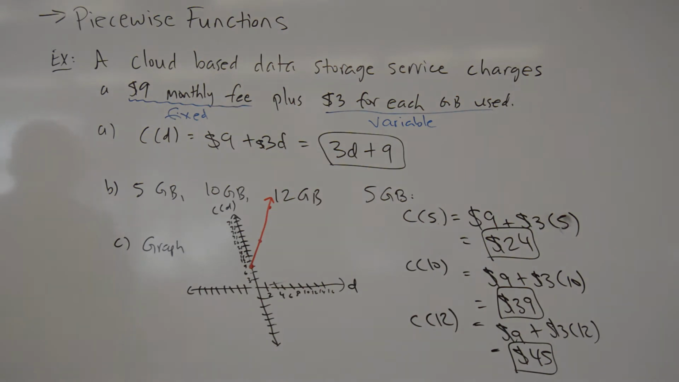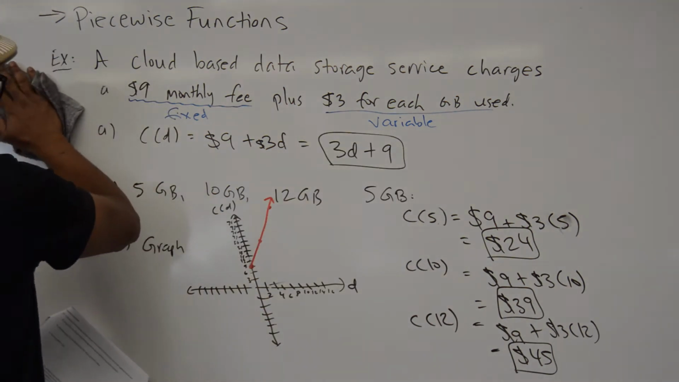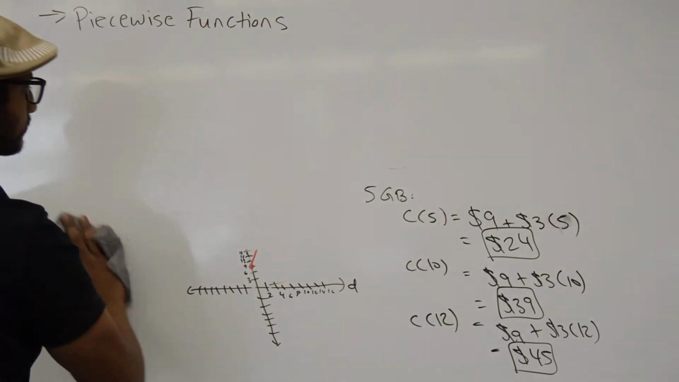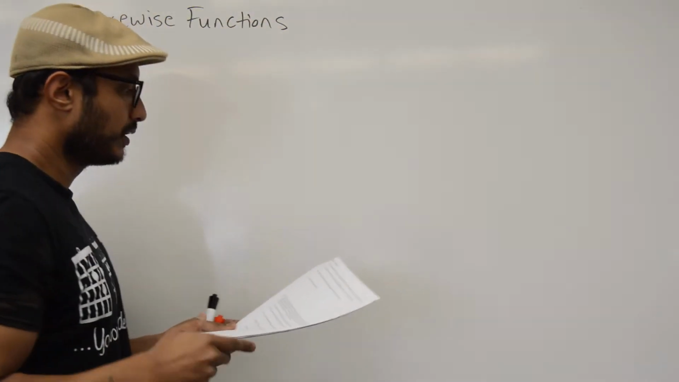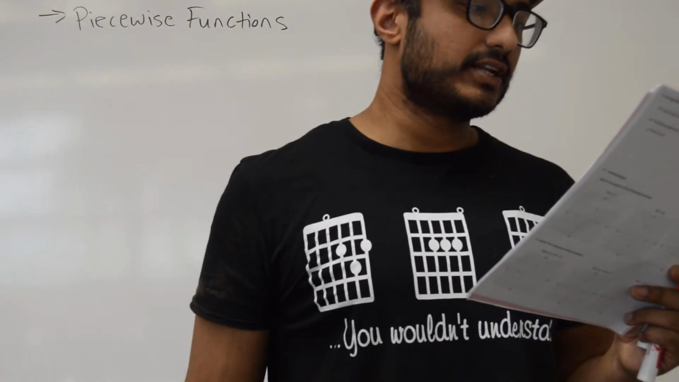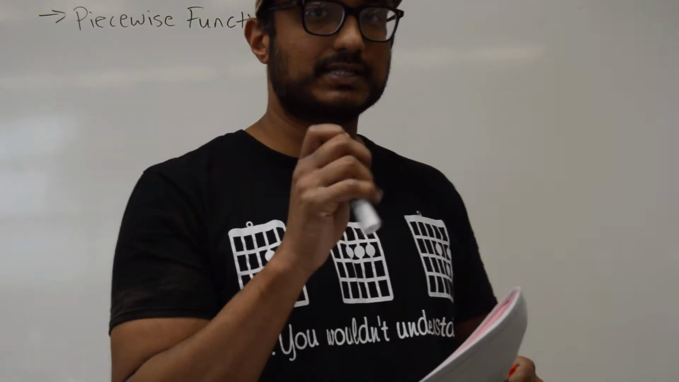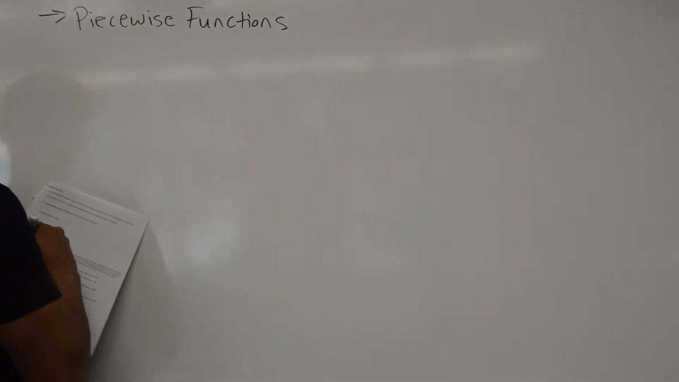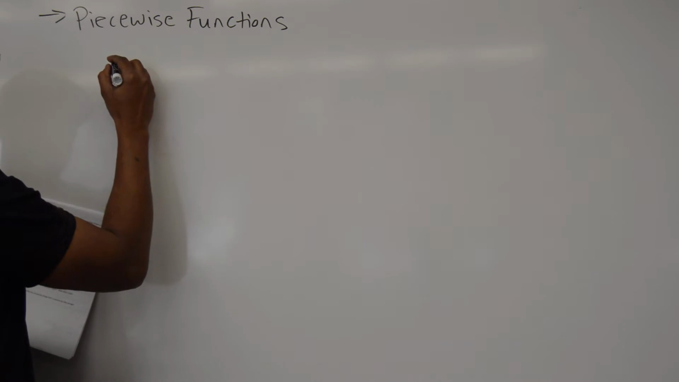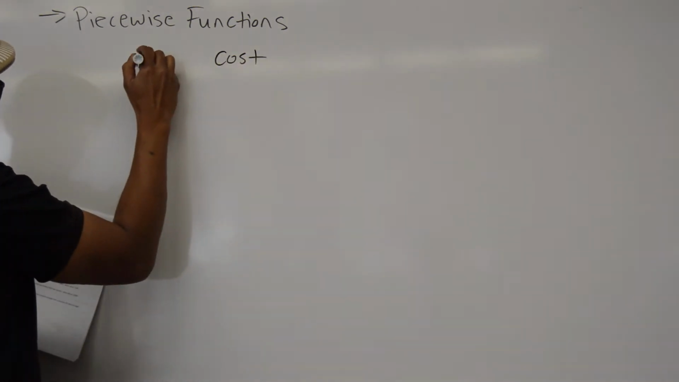Now here's an example. I'm not going to write all this out because it's in your media notes, but I'm going to read it to you. The problem says that another cloud-based data storage company charges a $5 monthly fee for the first 3 gigabytes used. So I'm going to make a little table. This is your cost, and this is the gigabytes used.